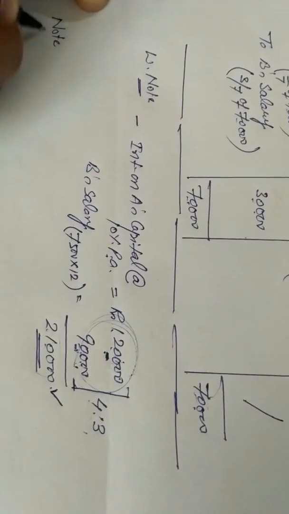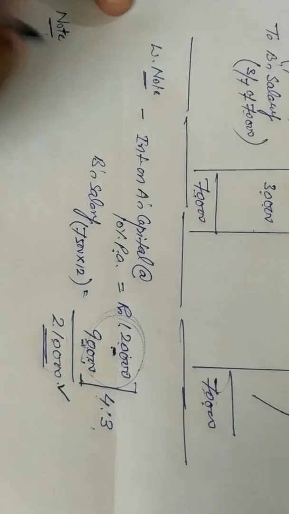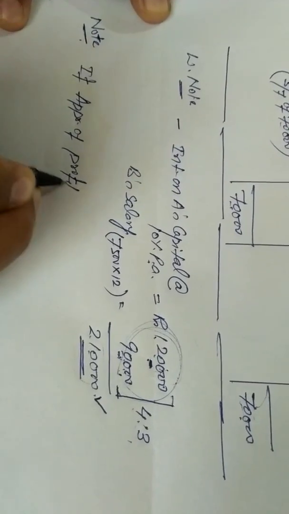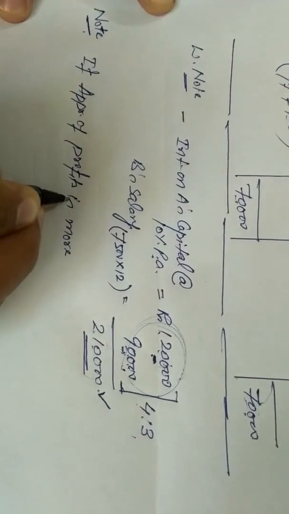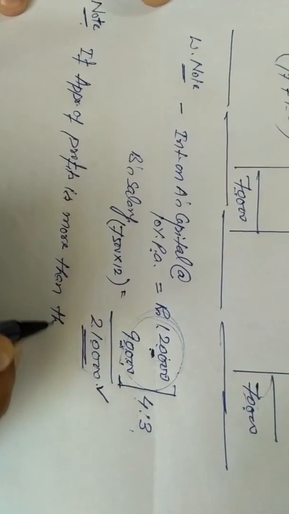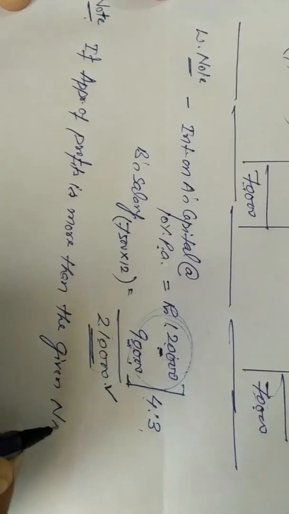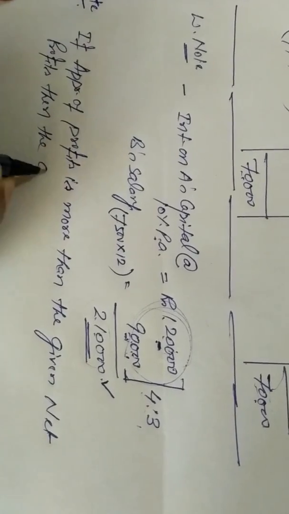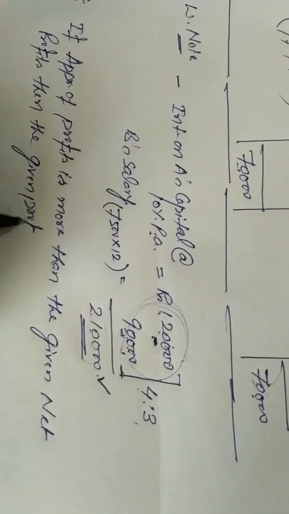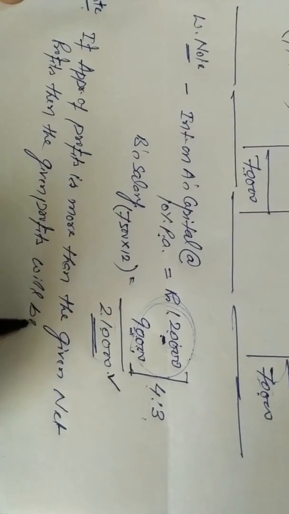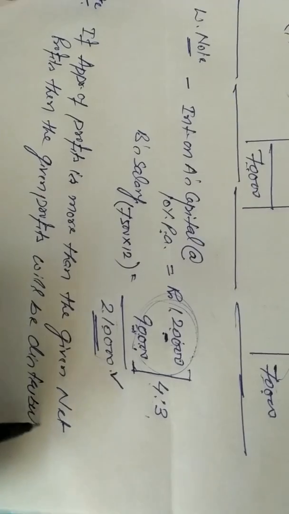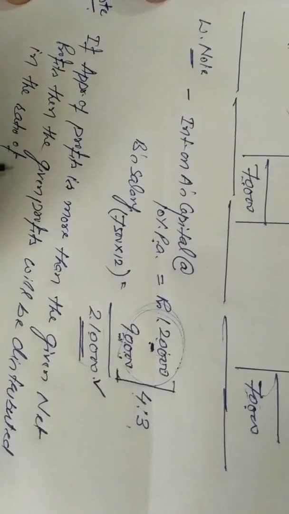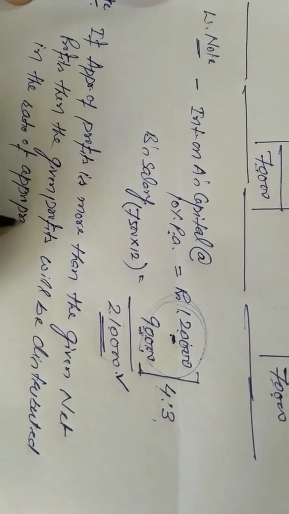Now, the most important point, or we can say the conclusion of this topic, is: if the appropriation of profits is more than the given net profits, then the given profits will be distributed in the ratio of appropriation. In the ratio of appropriation.